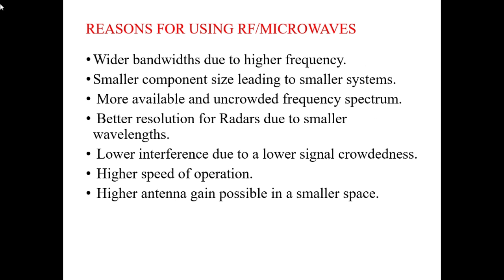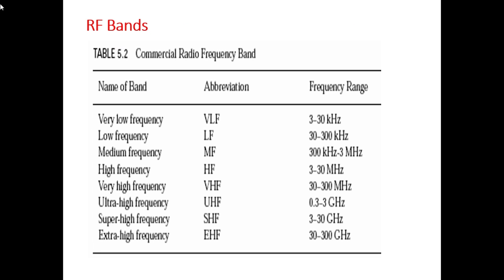So, what are the reasons for using RF and microwaves? The first thing is wider bandwidths due to higher frequency. Second, smaller component size, more availability in the uncrowded frequency spectrum, better resolution for radars due to smaller wavelengths, lower interference due to lower signal crowdedness, higher speed of operation, and higher antenna gain possible in smaller space.